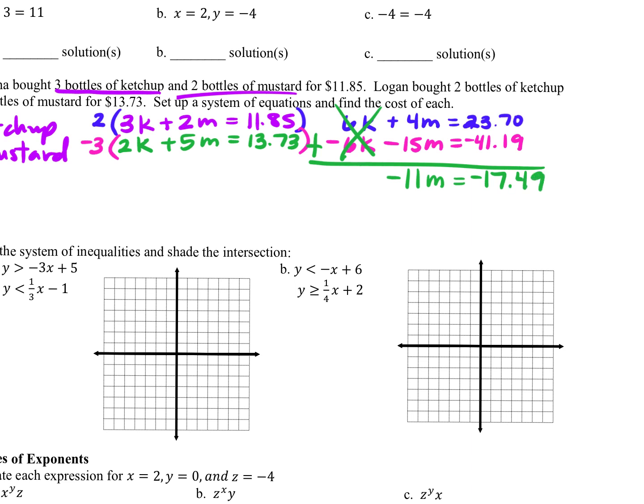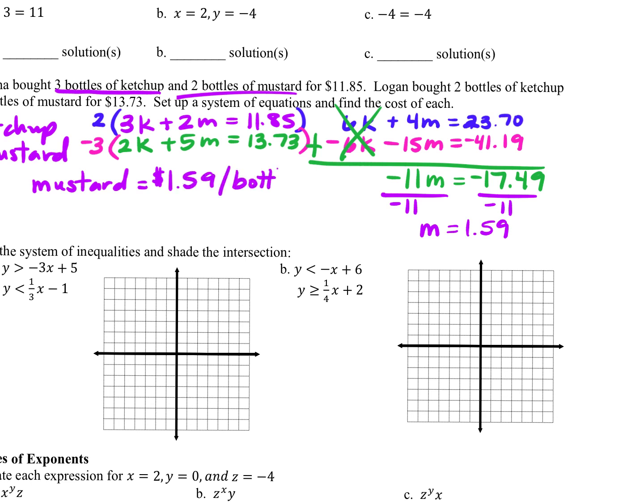What's your next step? Divide by a negative 11. And you get 1.59. What does that mean? It's $1.59 for a bottle of mustard. Okay, mustard equals $1.59 per bottle. Are we done? No, what do we got to find?